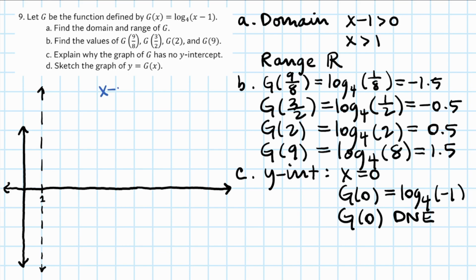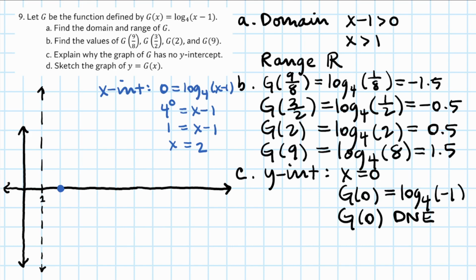So for the x-intercept, I'm going to set y equals 0. 0 equals log base 4 of x minus 1. Okay, so that means the base of the log is the base of the exponential. 4 to the 0 equals x minus 1. 1 equals x minus 1. X equals 2. And actually might be the best for us at this point in our journey. All right, so I've plotted my x-intercept.